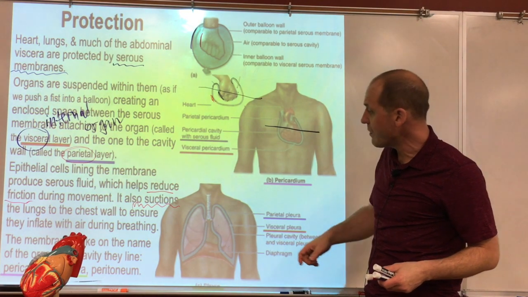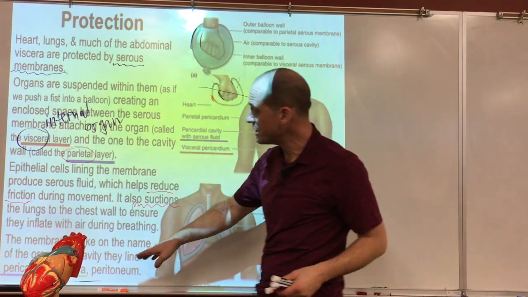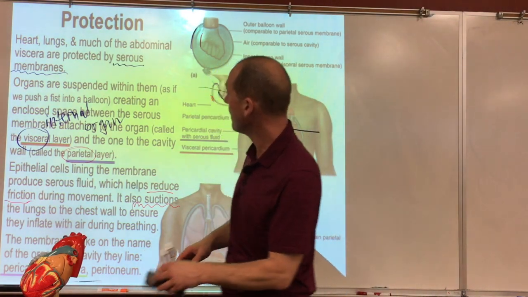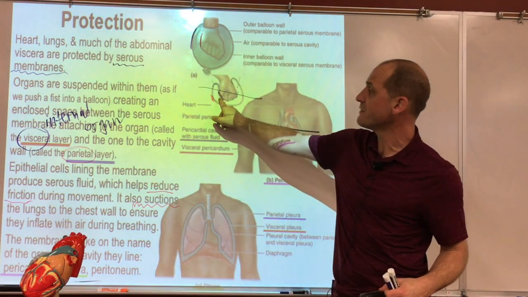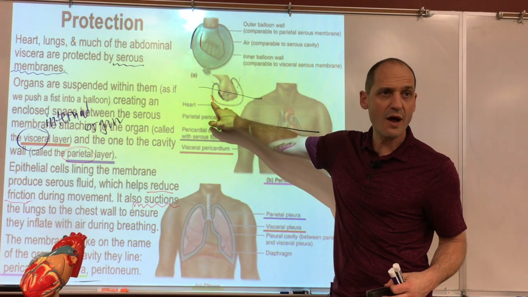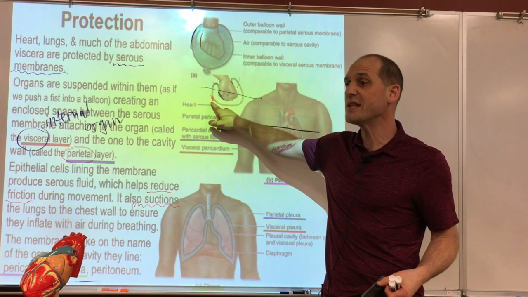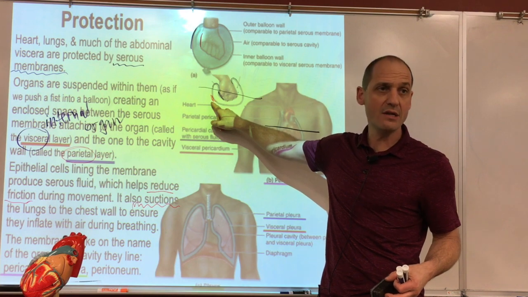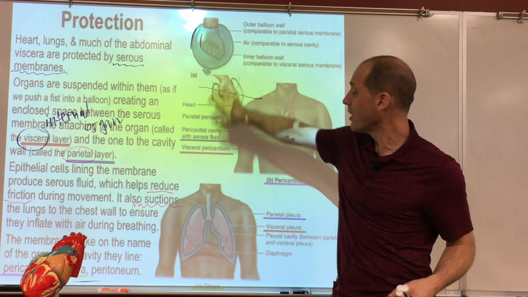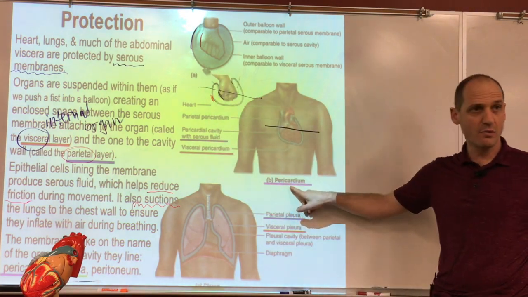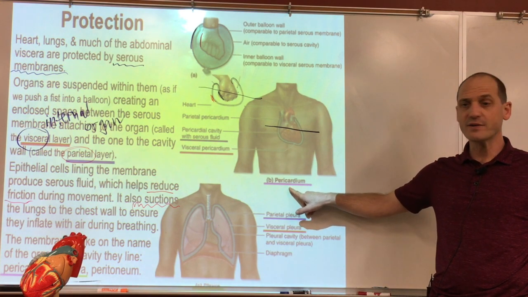And then the last thing we want to talk about here is the name of these membranes. So we have the inner layer is known as the visceral layer, the outer layer is known as the parietal layer. And then it depends on which organs they are in. So the heart stuff, we call that pericardium. Peri means around.